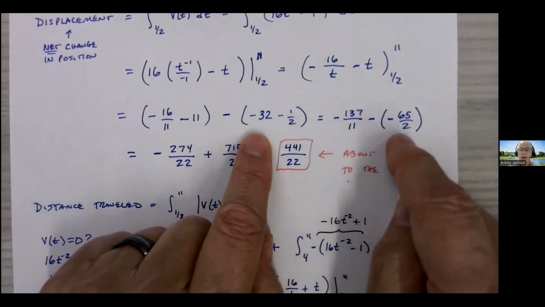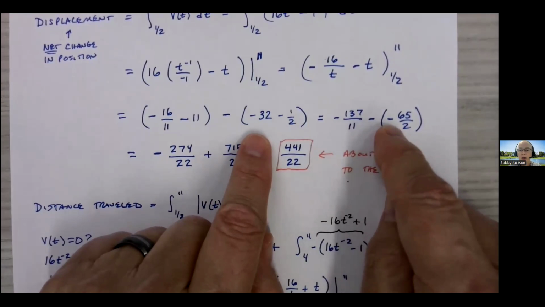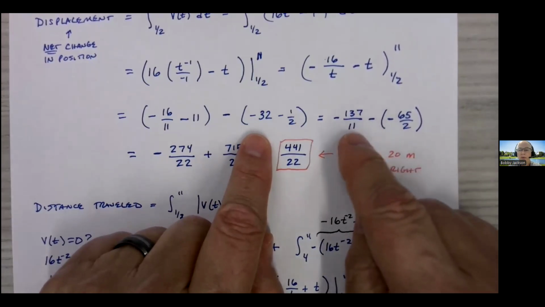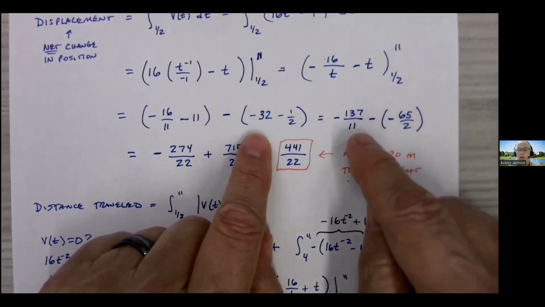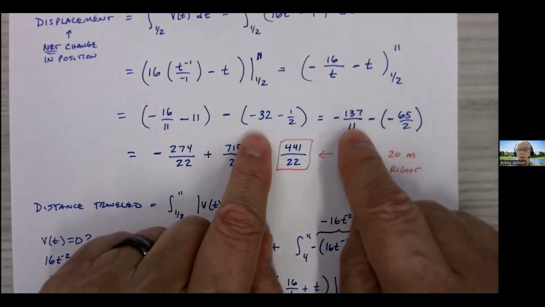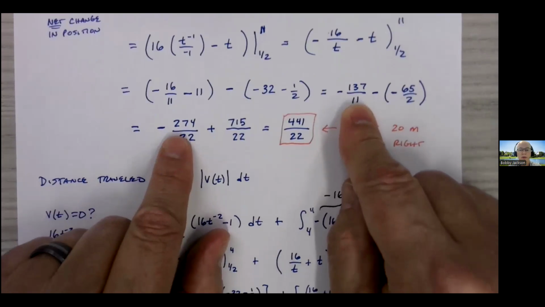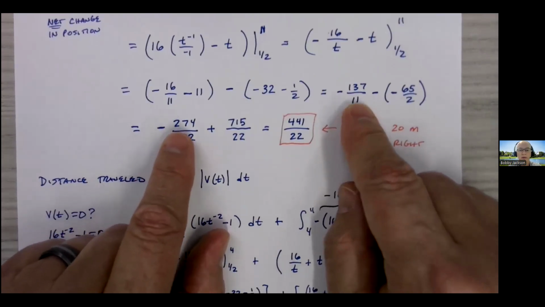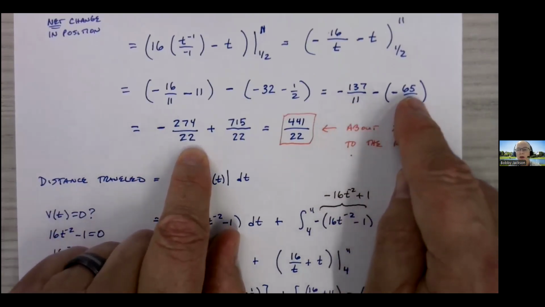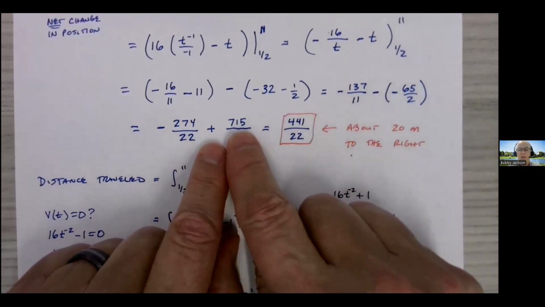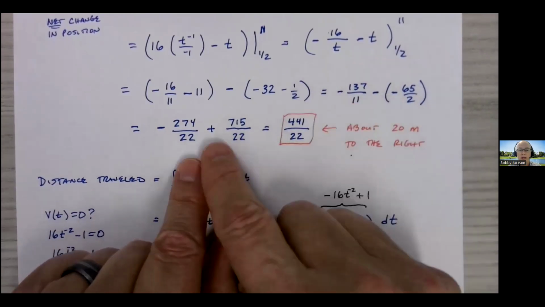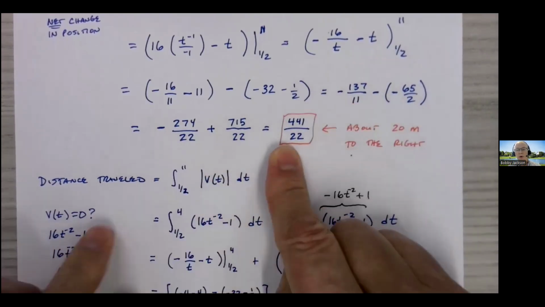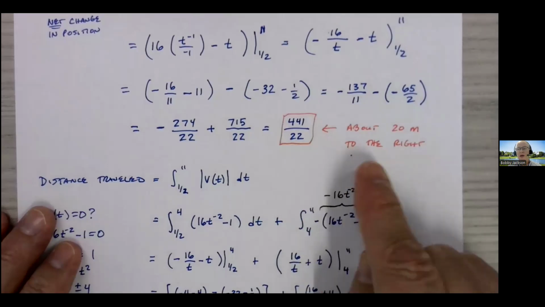And then to subtract, of course, minus a negative is positive, but we'll need a common denominator between 2 and 11 now, which is 22. So multiply top and bottom of this one by 2. 2 times 137 is 274, so that's negative 274 over 22. Here I multiply by 11 top and bottom. 11 times 65 is 715 over 22. And notice again, minus a negative makes that plus. And so I get 441 over 22, which is about 20.